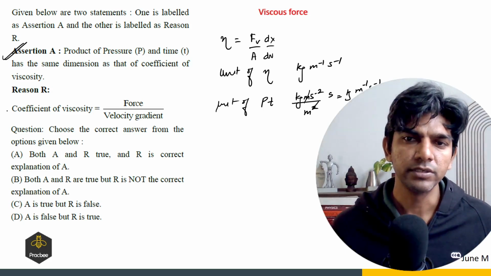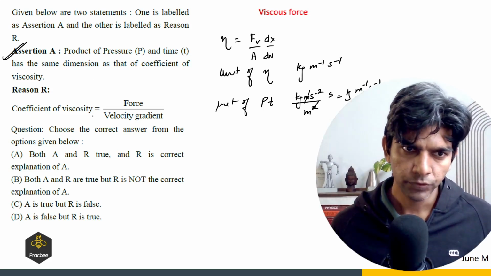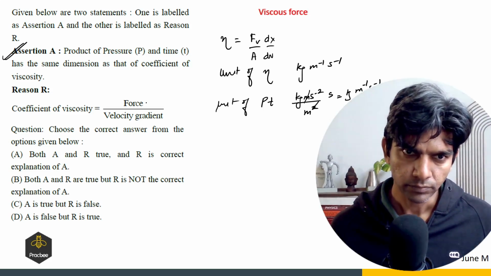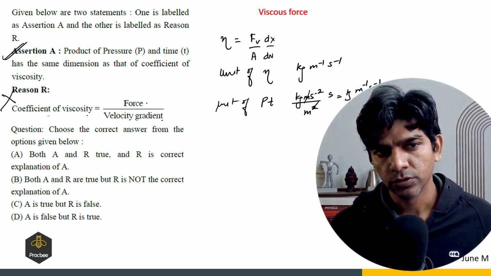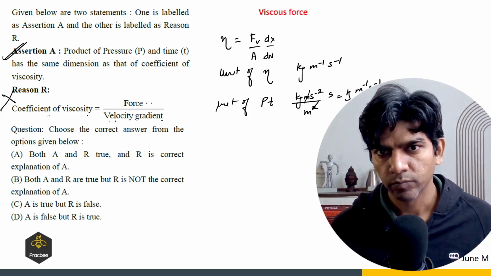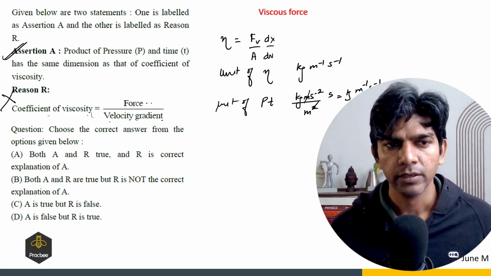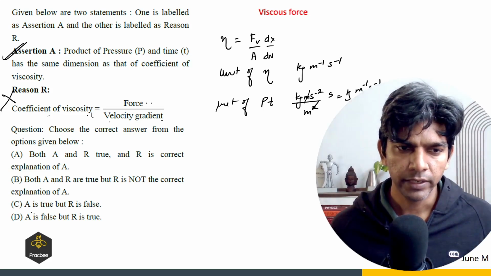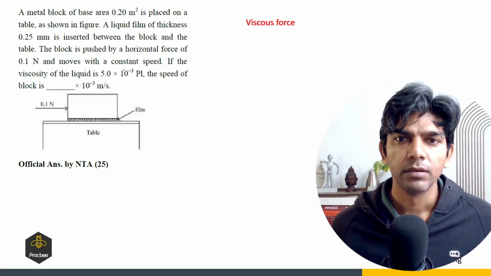Yes, assertion is correct. Both have same dimension, same unit. Coefficient of viscosity is force upon velocity gradient. Reason is incorrect, because coefficient of viscosity is force upon area times velocity gradient. There has to be area in the denominator also, right? So reason is incorrect. So A is true, R is false. So option C is the right answer, right?